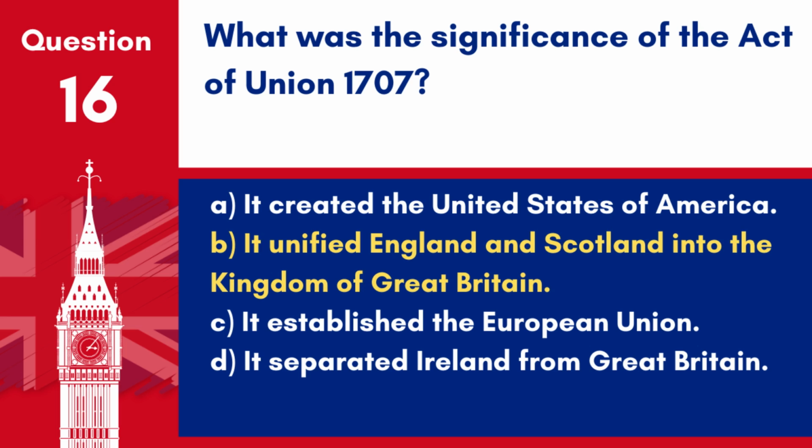Answer. B. It unified England and Scotland into the Kingdom of Great Britain. The Act of Union 1707 was a pivotal moment in British history.